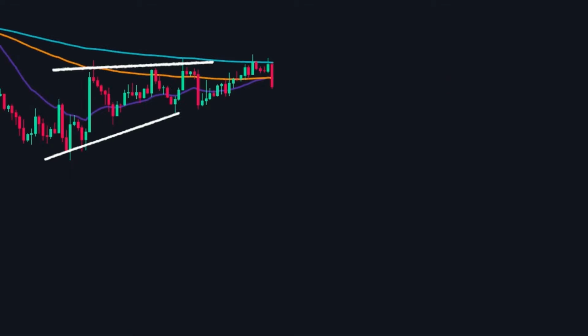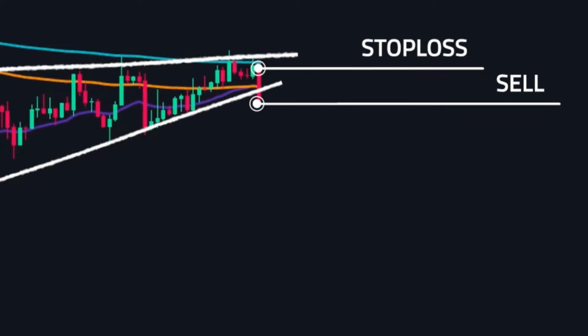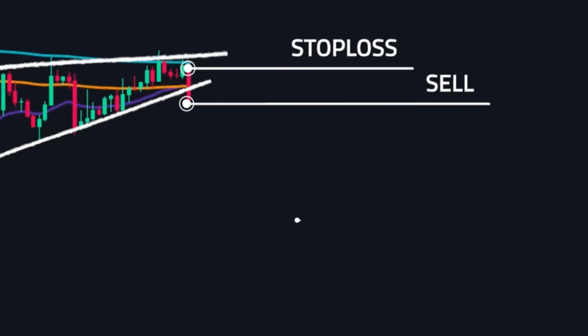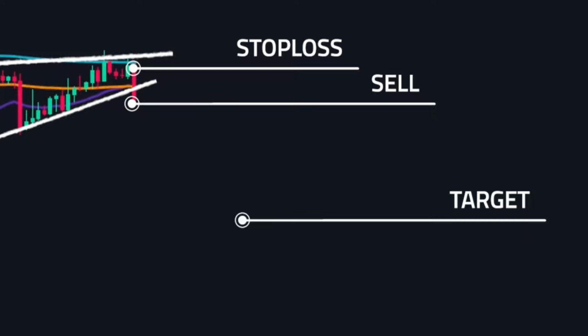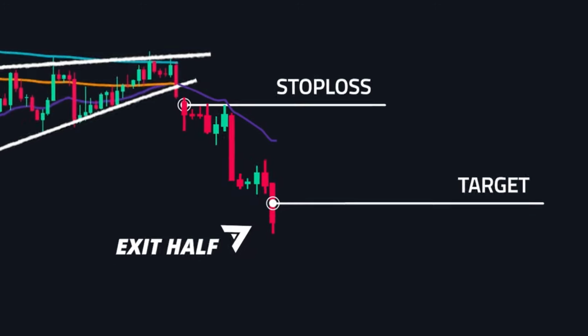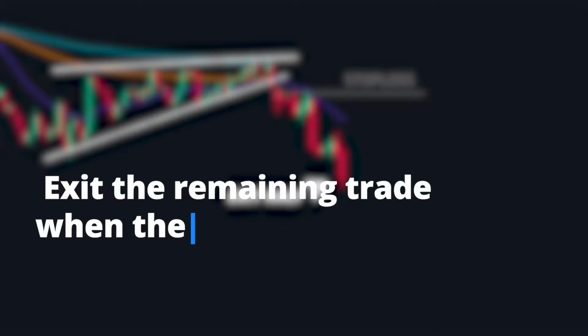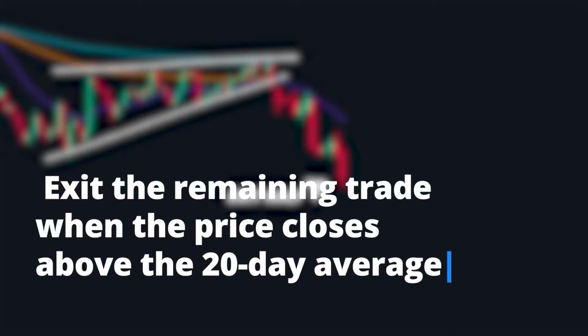Use the same procedure for a sell trade. Initially, set your stop loss over the upper boundary and aim for a 2:1 risk-reward ratio. After you've met your goal, exit half of your position and change your stop loss to break even. Continue to trade as long as the price remains below the 20 EMA. Exit the remaining trade when the price closes above the 20 EMA.